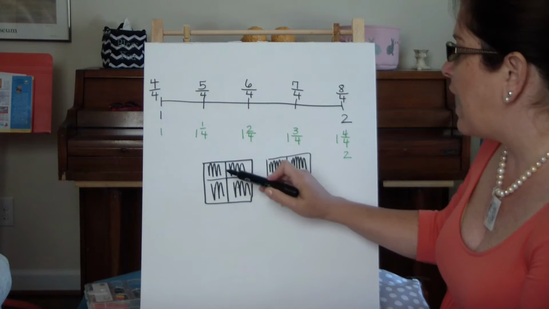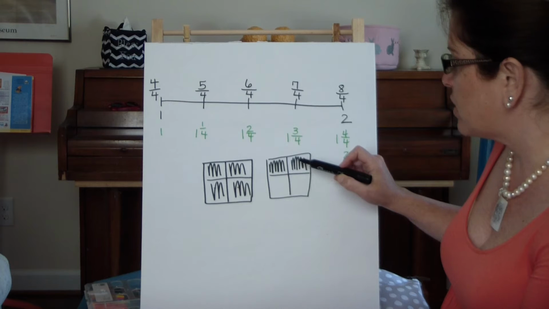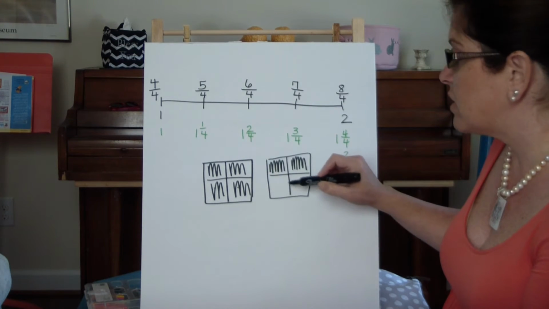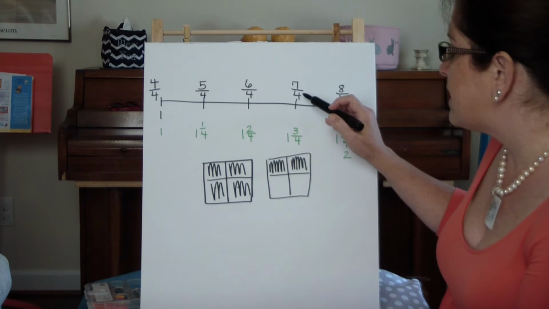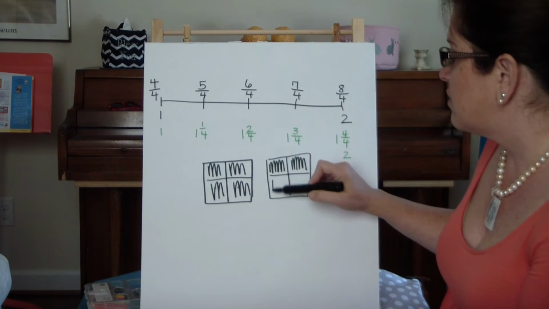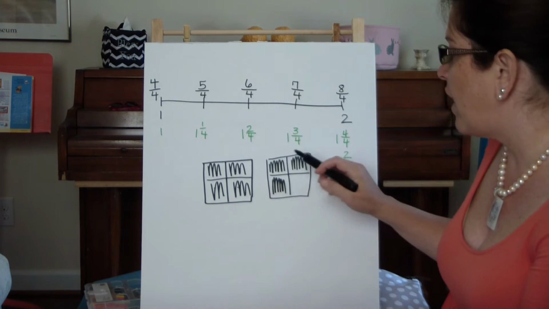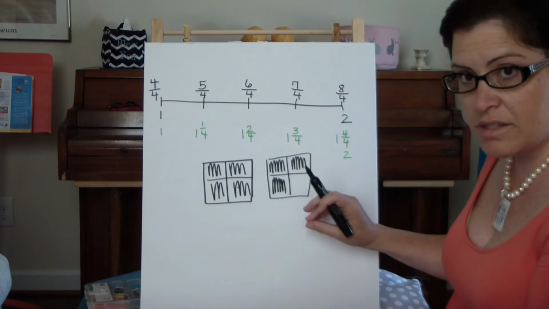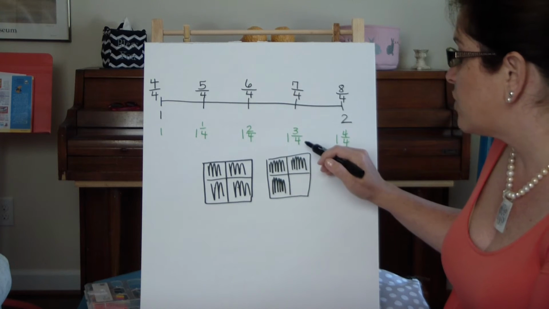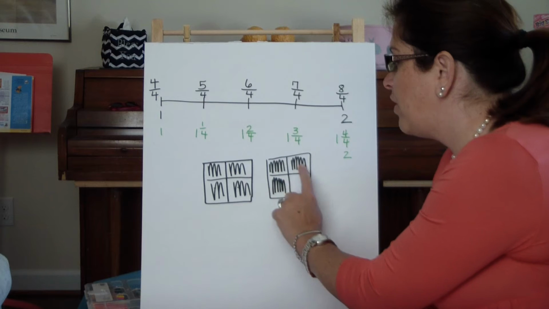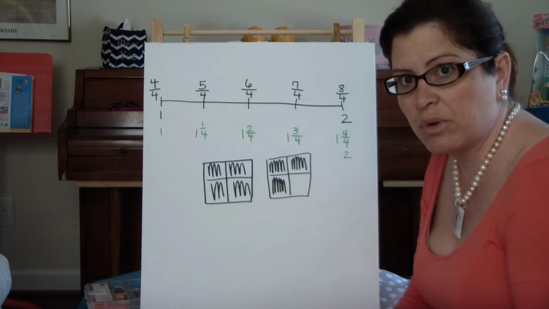6/4. Again, 1, 2, 3, 4, 5, 6/4 colored in, or 1 whole and 2/4 of the next one colored in. What about 7/4? Okay? There you go, right? 4, 5, 6, 7/4 colored in, which is also 1 3/4. And you can easily see with this model that we have 1 whole and then 3 out of 4 colored in the next one, right?